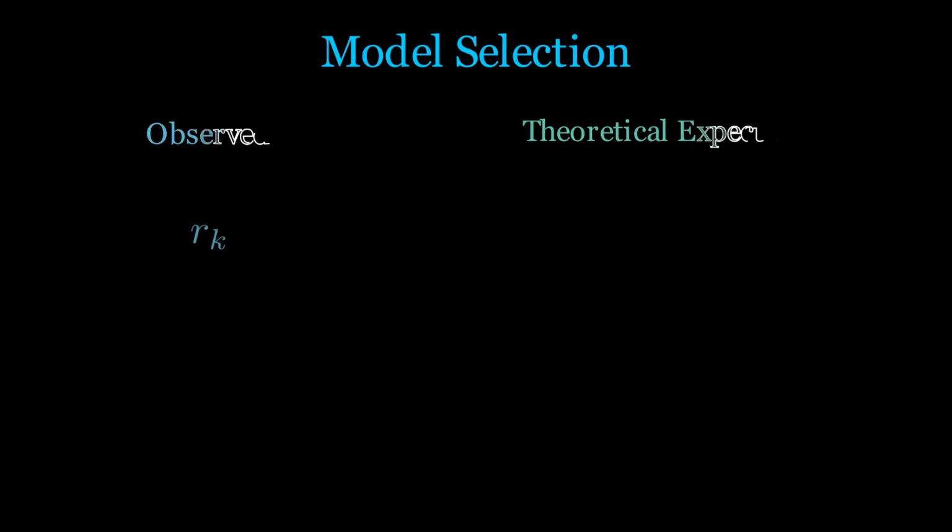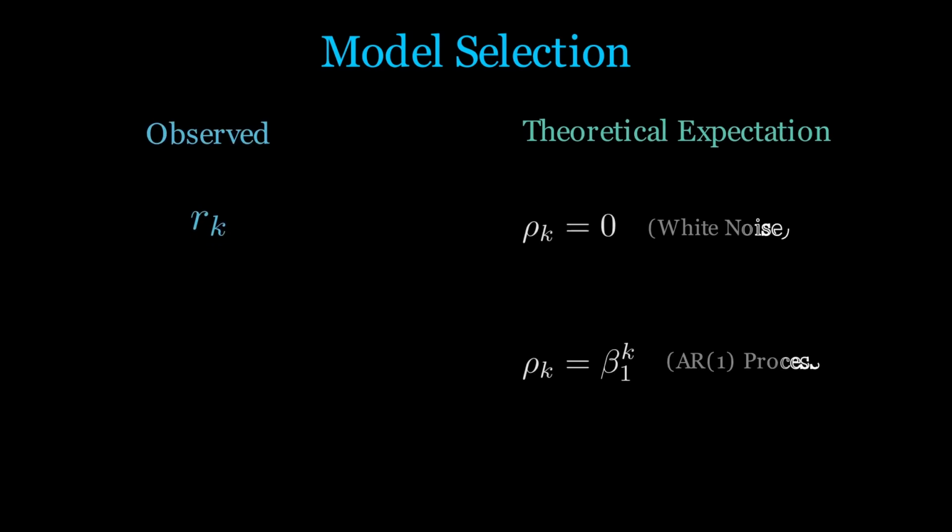So, to identify a suitable model, one can match observed autocorrelations, R sub k, with these theoretical expectations. A useful application is identifying white noise. If the time series is white noise, R sub k should be close to 0 for all lags. If we observe geometric decay in the sample autocorrelations, then the model might follow an AR1 process.